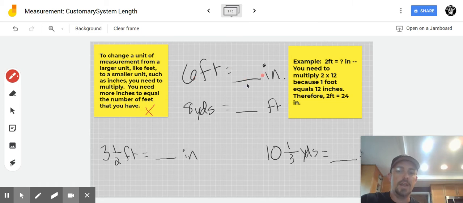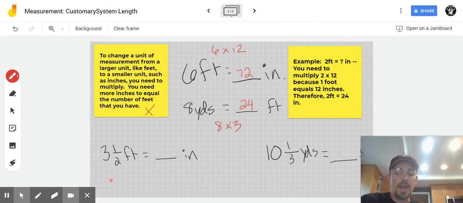So 6 feet equals how many inches? Well, 12 inches equals 1 foot, so you're going to do 6 times 12, right? And you will get 72 right there. 8 yards is how many feet? Well, 3 feet equal 1 yard. So you're going to have 8 times 3, and you're going to get 24 feet for 8 yards, okay?